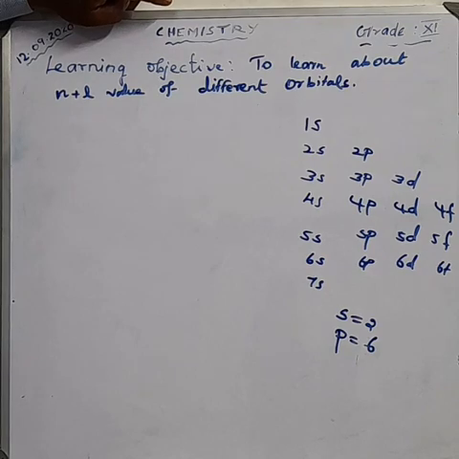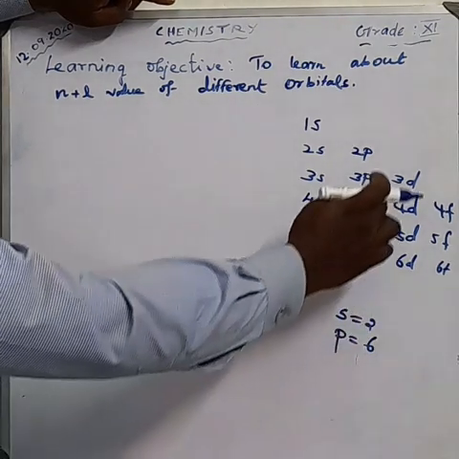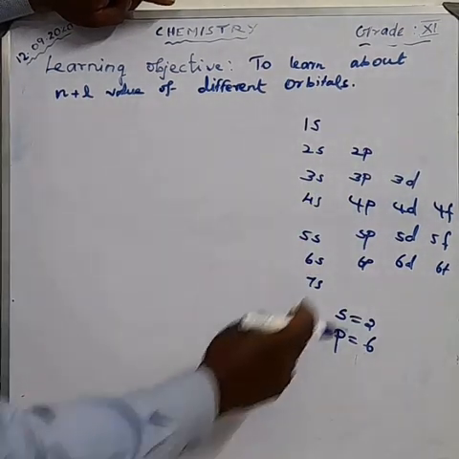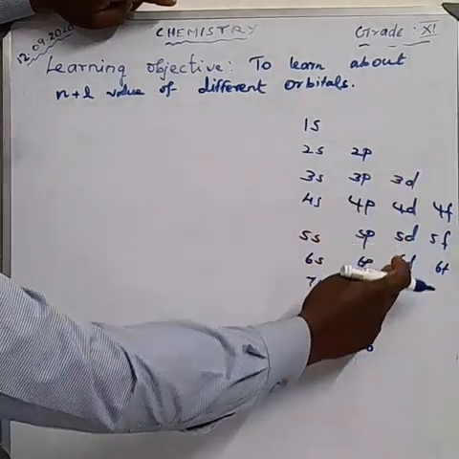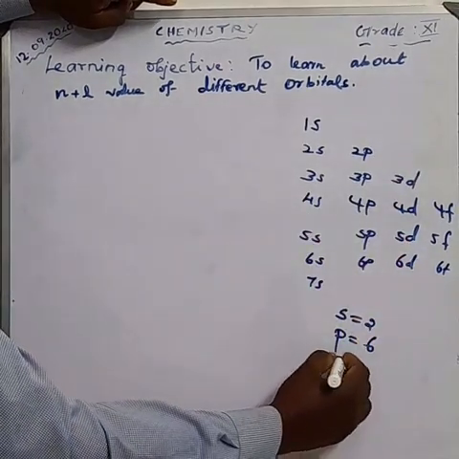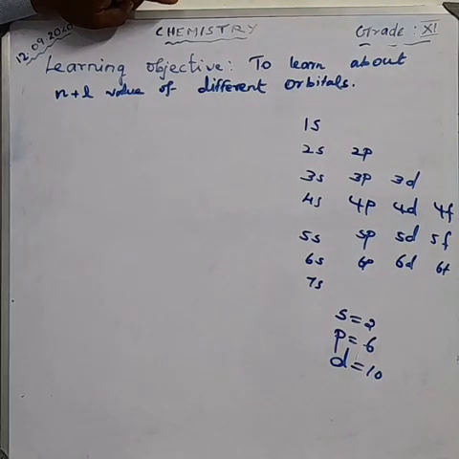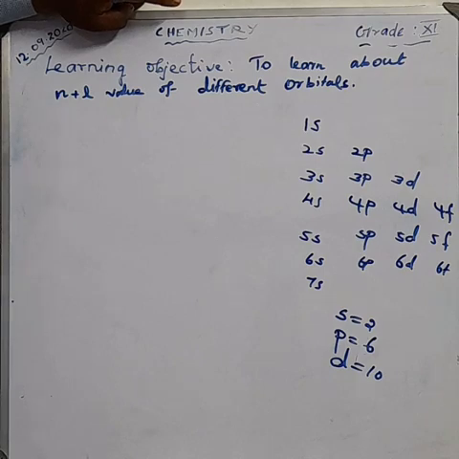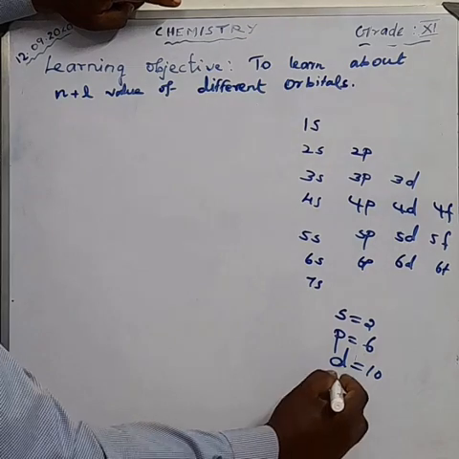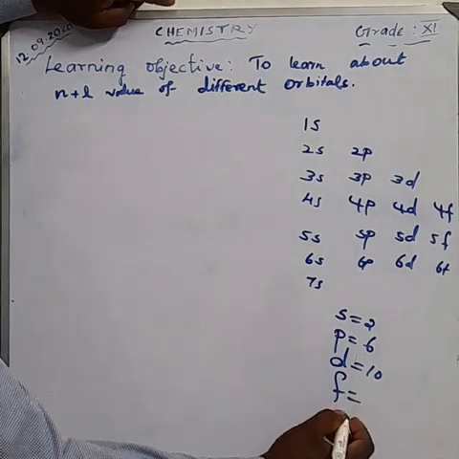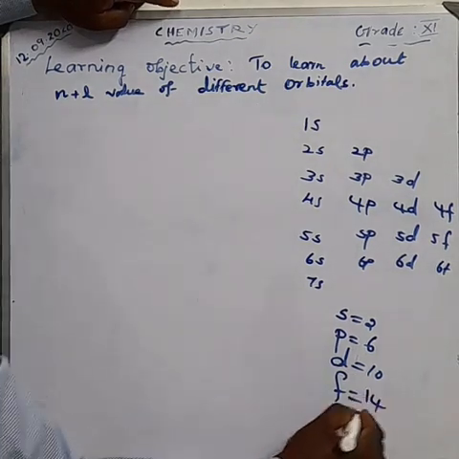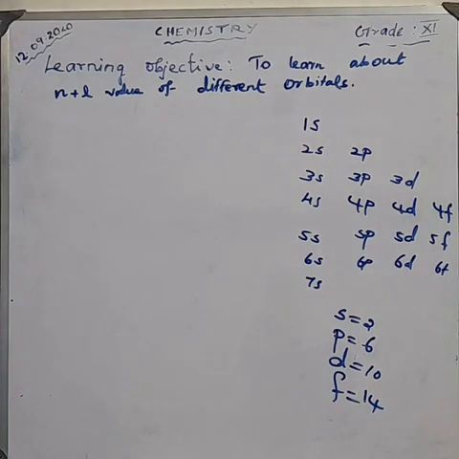Next, about the d subshell, we already learned that we can accommodate a maximum of 10 electrons, and the minimum is starting with 1: 1, 2, 3, 4, 5, 6, 7, 8, 9, and the maximum is 10. For the f subshell, the maximum number of electrons is 14, starting with 1. This is the condition.